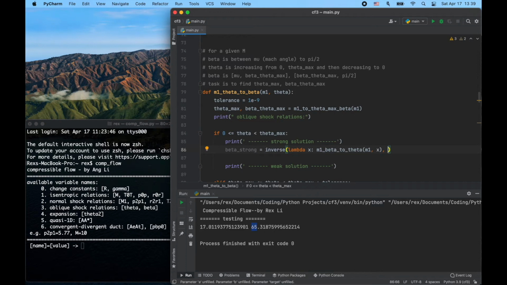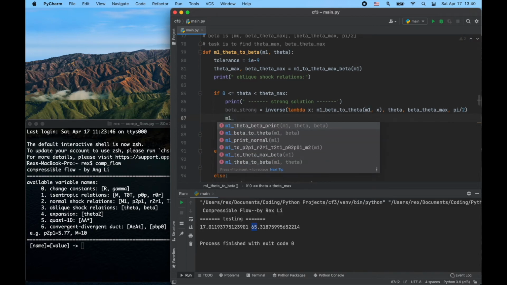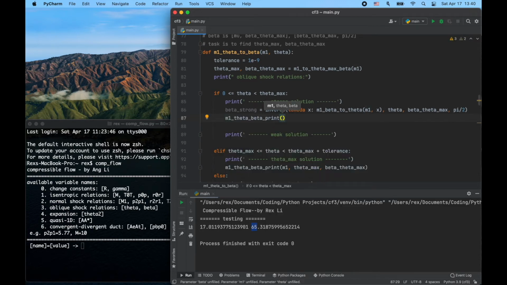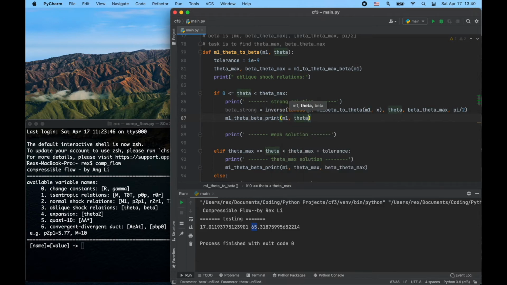With target to be theta. The range, so for the strong solution, the range is between beta-theta-max to pi/2. And then print all of them. We know the Mach number, we know theta, we know beta strong.